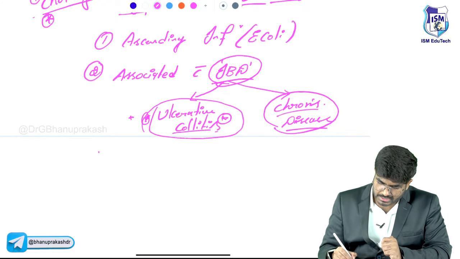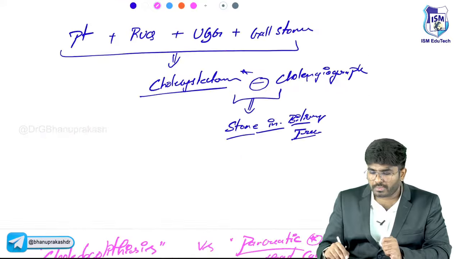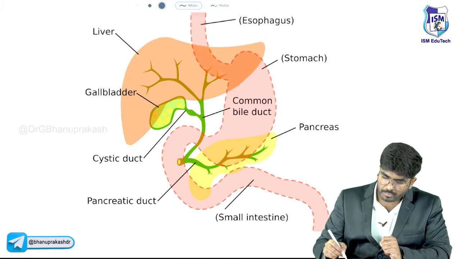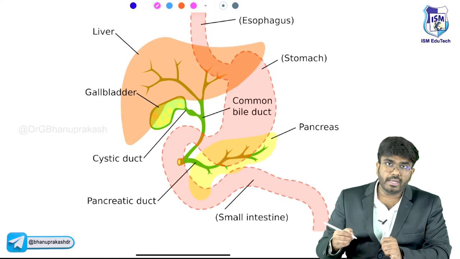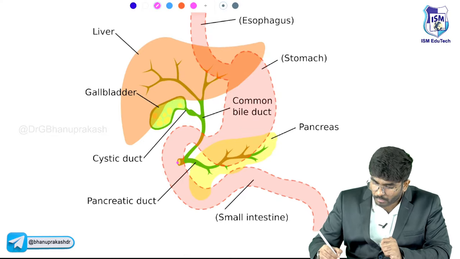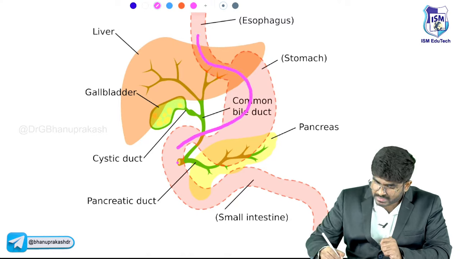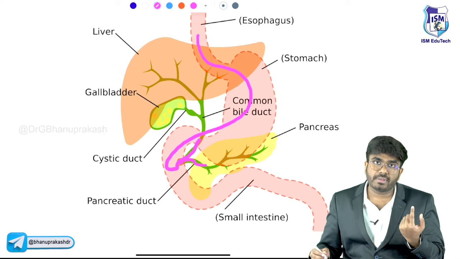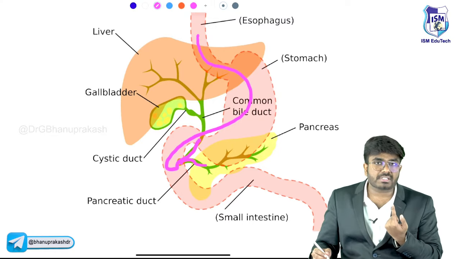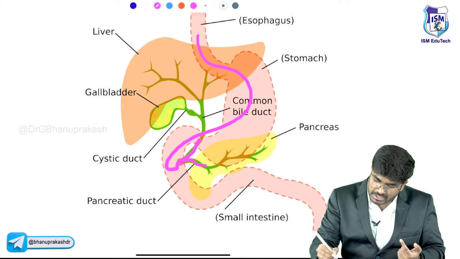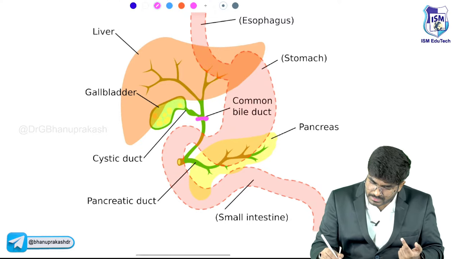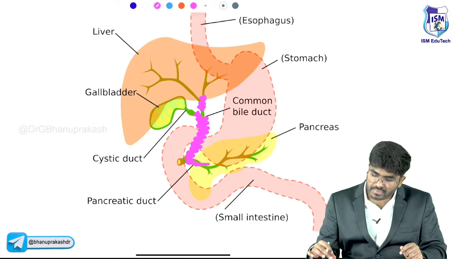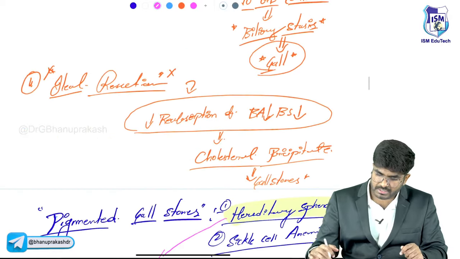What else can lead to cholangitis? Now, we have performed some diagnostic study. What is the diagnostic study that we have performed? For example, endoscopic retrograde cholangiopancreatography, where we are sending the probe like this. During the procedure, we might damage these ducts, so that can lead to inflammation within these ducts. So one of the causes of this cholangitis is ERCP.